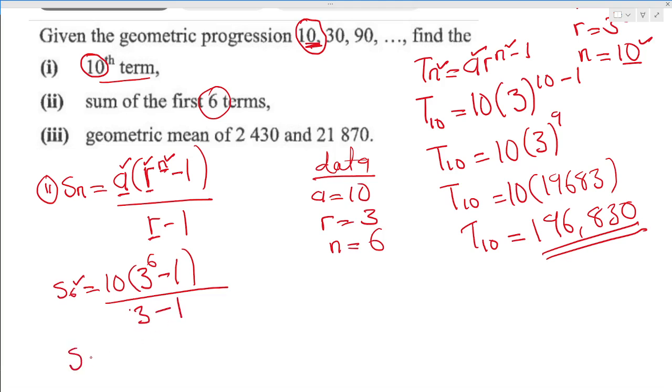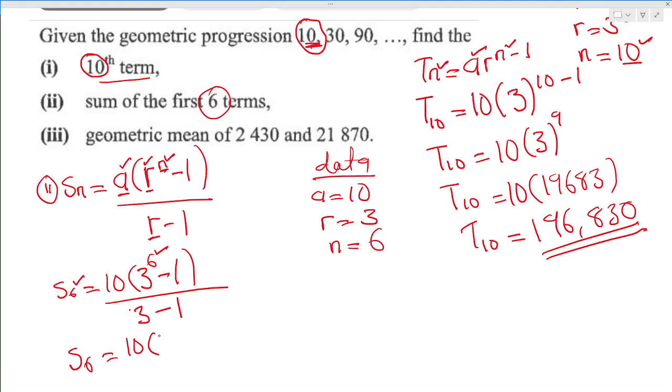So meaning the sum of the first 6 terms will be equal to, now here according to BODMAS, what do we start with? Remember BODMAS also applies in the brackets. So we need to first of all work out this order. So it's going to be 10, open bracket. What is 3 raised to the power of 6?